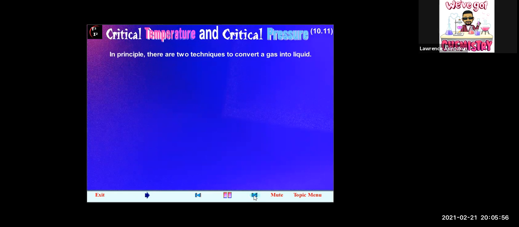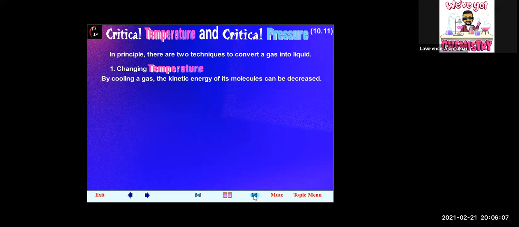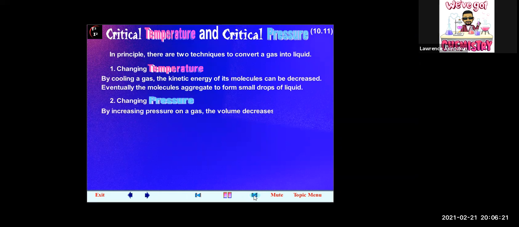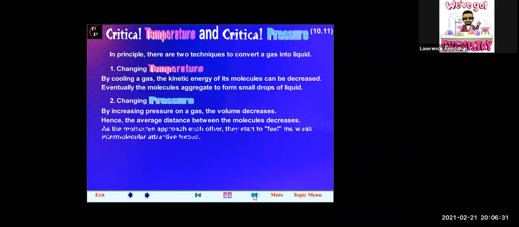In principle, there are two techniques to convert a gas into liquid. 1. Changing temperature. By cooling a gas, the kinetic energy of its molecules can be decreased. Eventually, the molecules aggregate to form small drops of liquid. 2. Changing pressure. By increasing pressure on a gas, the volume decreases. Hence, the average distance between the molecules decreases. As the molecules approach each other, they start to feel the weak intermolecular attractive forces. Industrial gases are liquefied by the combination of these two techniques.